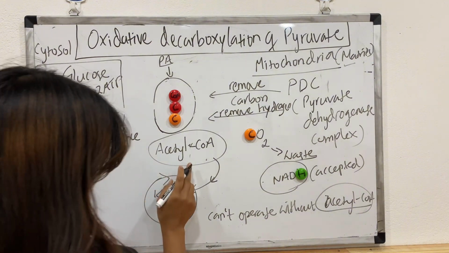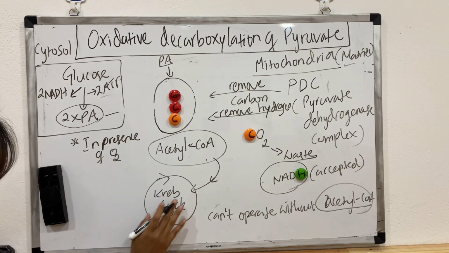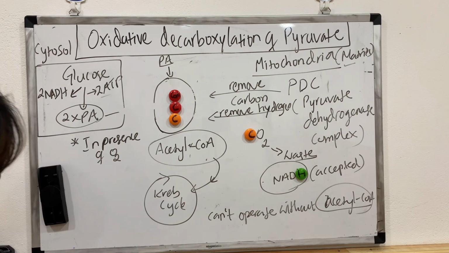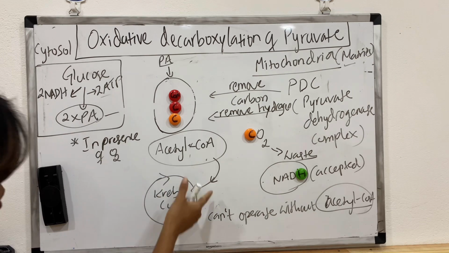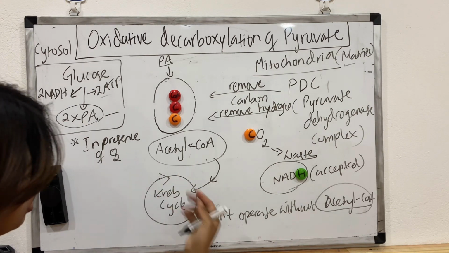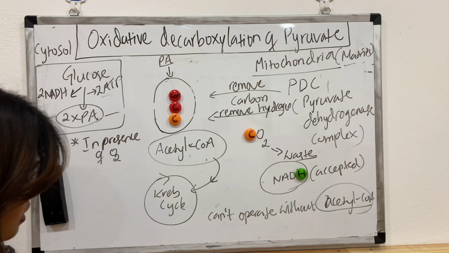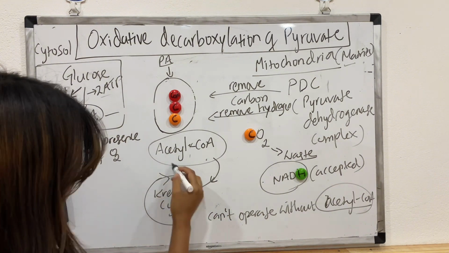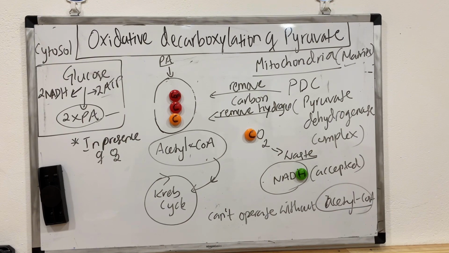So what is the purpose of the link reaction? From the title itself, it links glycolysis to Krebs cycle. Now why is it so necessary to link? Because without acetyl CoA, Krebs cycle can never operate. And if Krebs cycle does not operate, ATP production gets severely impaired. And remember, my students, without ATP, no cells can survive. So therefore, be grateful that we have PDC in our mitochondria.